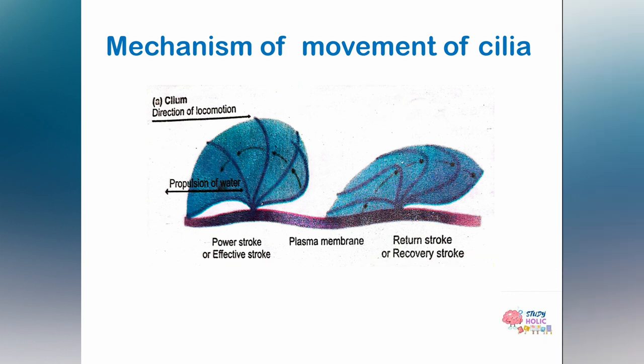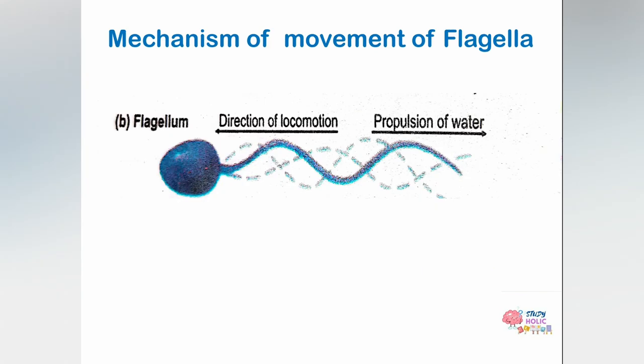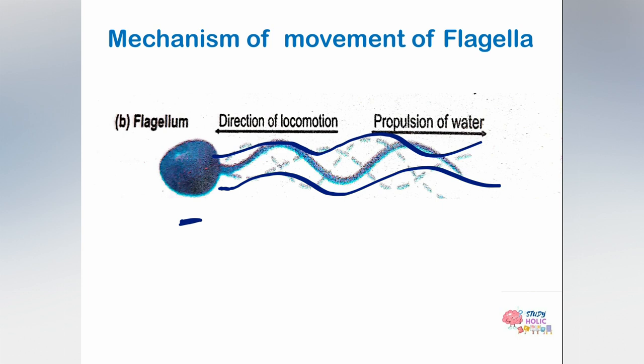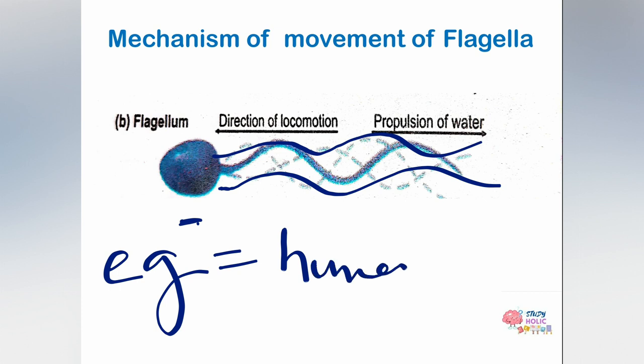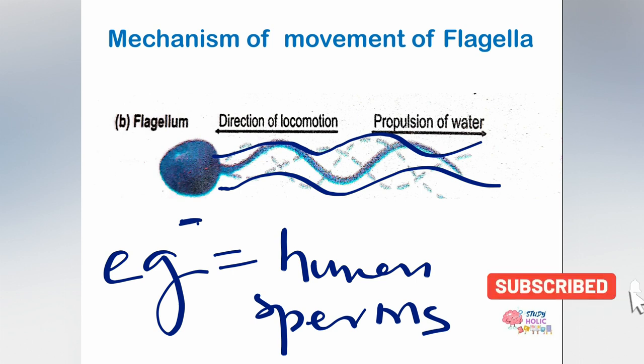Now, this was the movement of the cilia. I'm moving on to the movement of flagella. The flagella movement is basically waves of bending moving from the attached end to the free end. These are the waves. When these waves go from the attached to the free end, the movement of the flagellum takes place. One example of such movement of the flagellum is human sperm. Human sperm basically show flagellar movements, and this movement propels them forward within the fluid medium of the female reproductive tract.